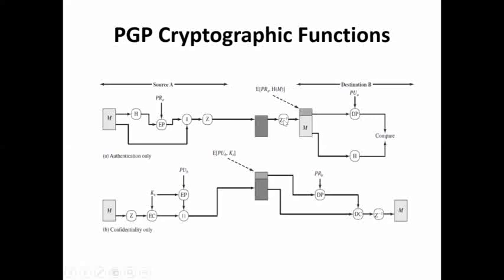What does the receiver do first? He applies the unzip function, that is Z inverse, so he decompresses the data. After decompressing the data, what does he get? He gets the original message and also the encrypted hash code. The hash code is encrypted using the private key of user A, which is what was done earlier.